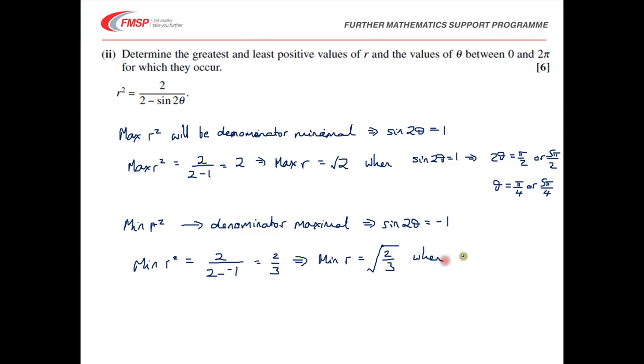This is going to be the case when sine 2 theta is minus 1. In other words, 2 theta is 3 pi over 2 or 7 pi over 2, so that theta is 3 pi over 4 or 7 pi over 4.